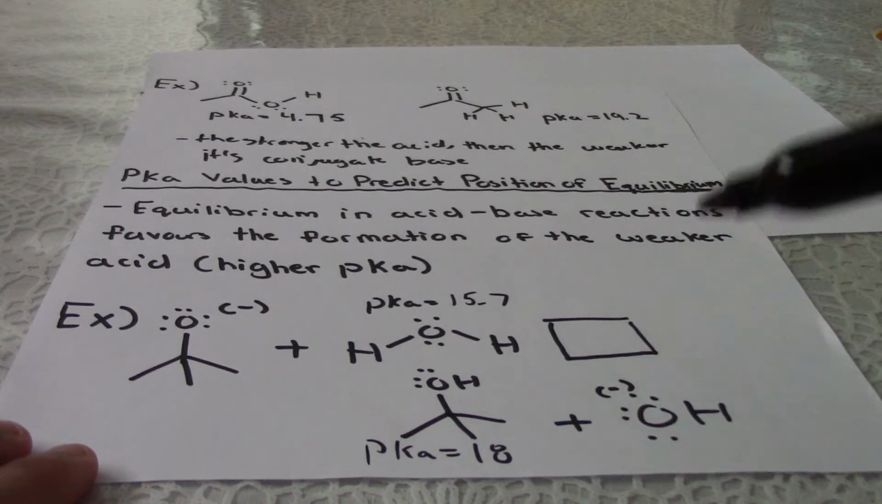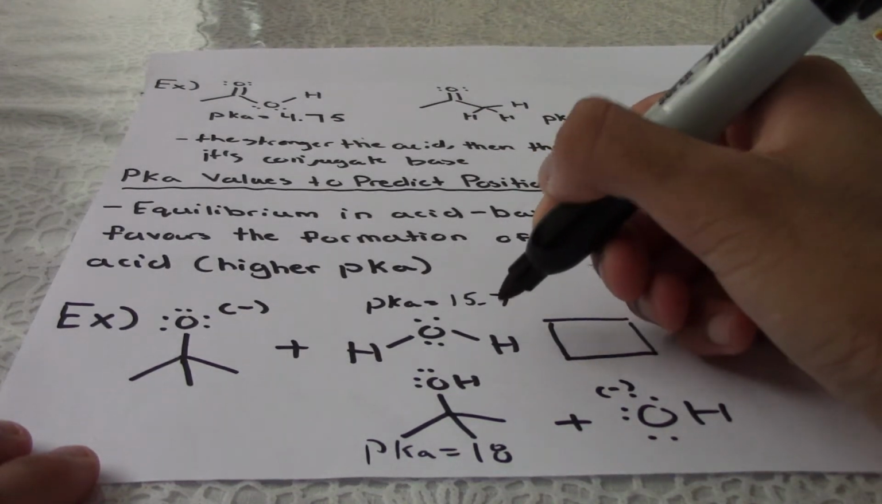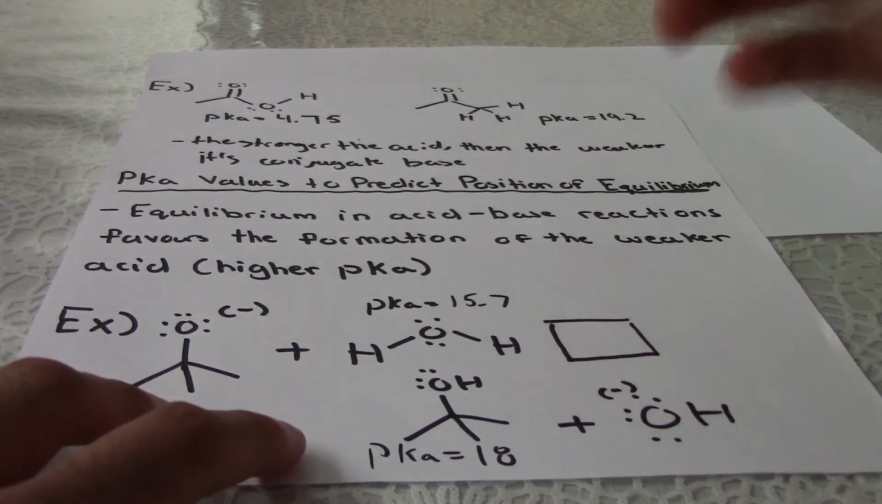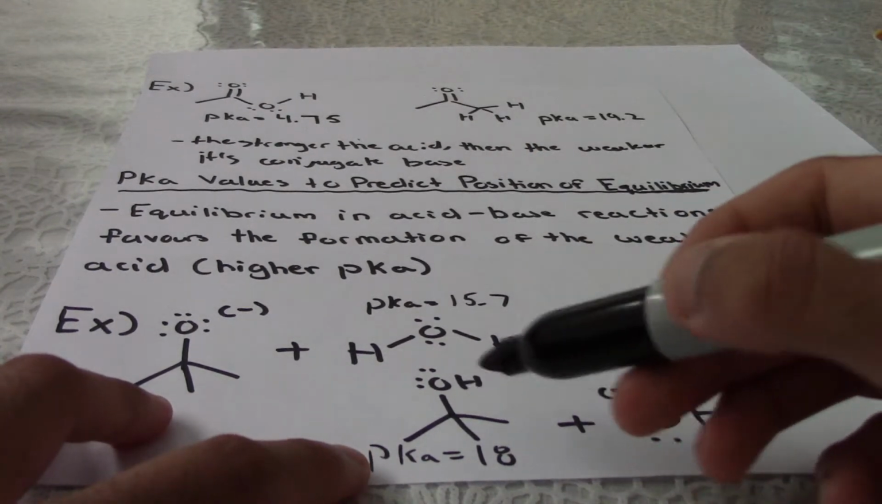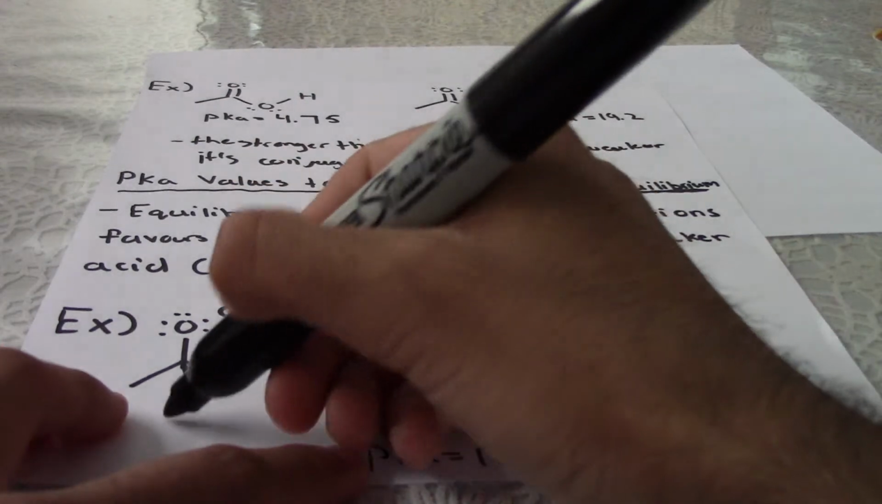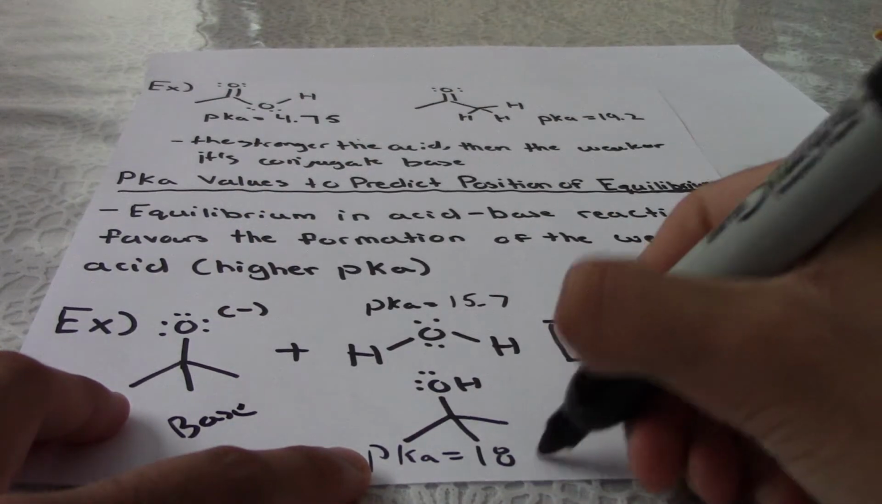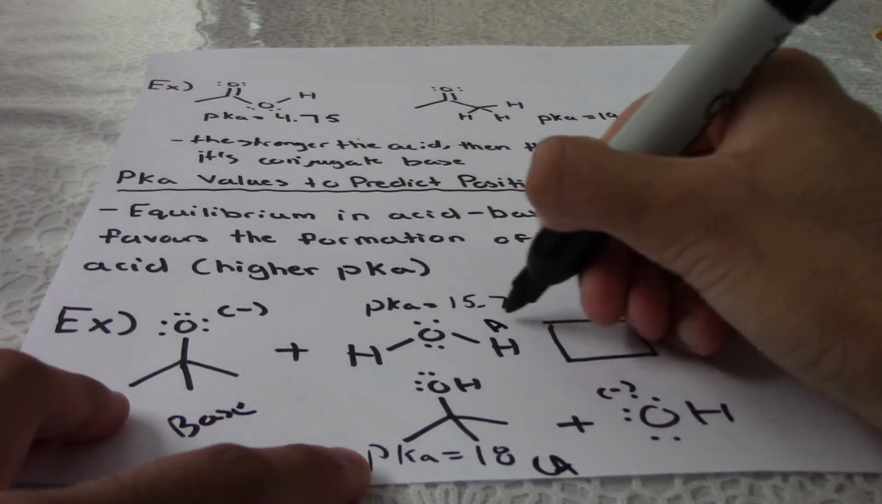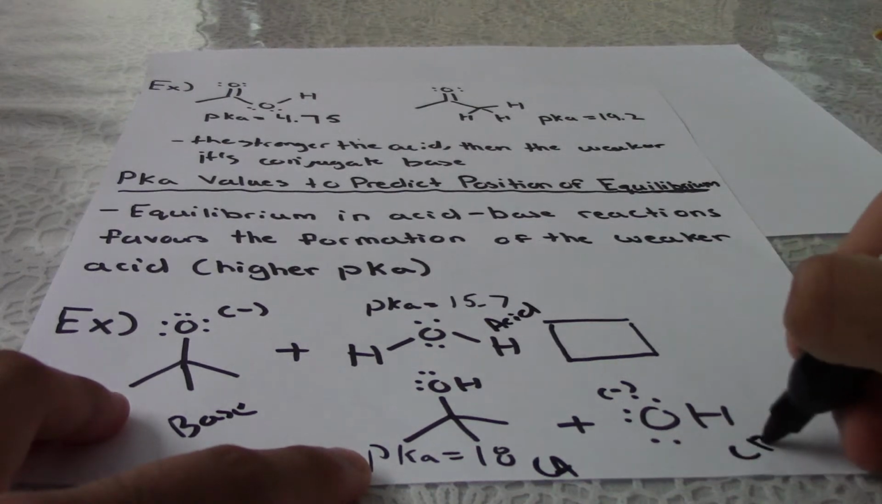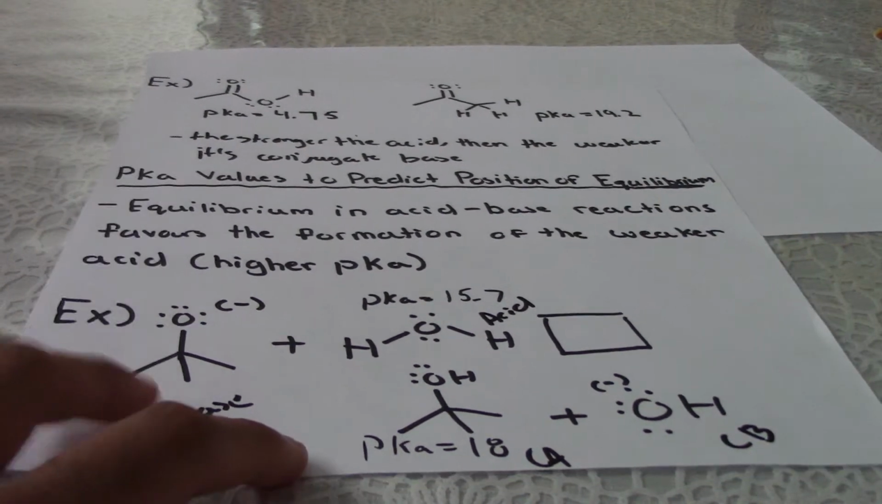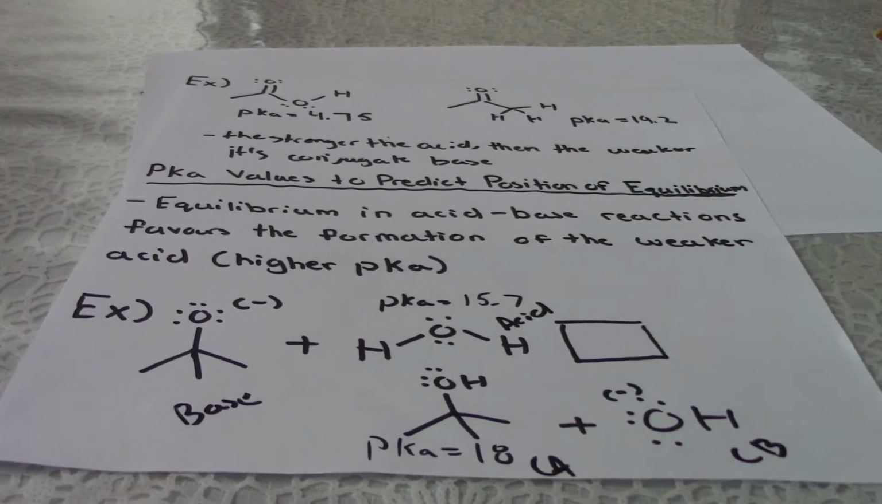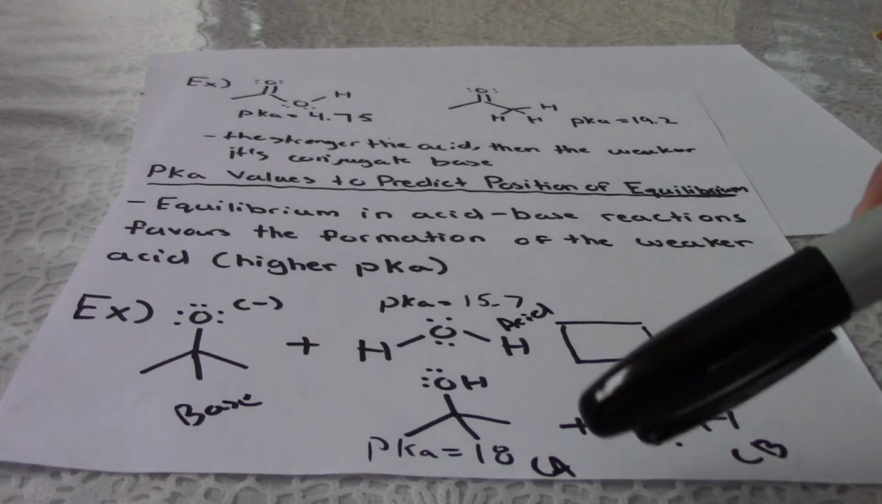So I automatically know from the last video, if I look over here and I look over here, this is gaining a hydrogen, so this has to be my base, and this has to be my conjugate acid, and then this has to be my acid, and this has to be my conjugate base. If you don't quite remember how to do that, I strongly recommend looking at the last video. So now we've determined our acid and our conjugate acid.